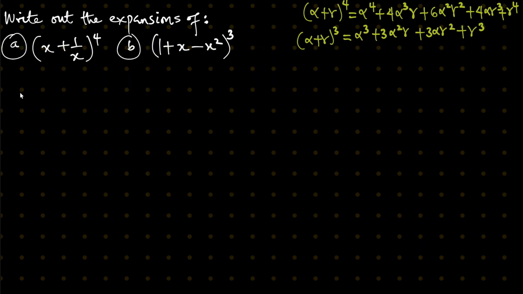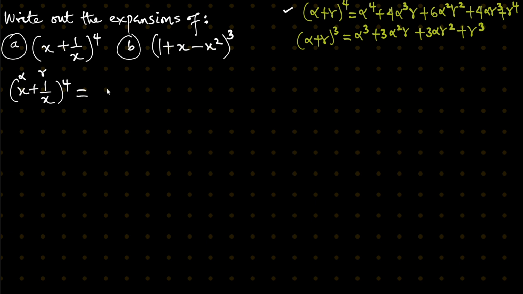Finally, we're going to be using the Pascal's triangle to expand the two expressions. So the process remains the same, you just have to be more careful in this case. So we have x plus 1 over x to the power of 4. So we can pick the first expression here for our expansion. So we take x as alpha and 1 over x as gamma.